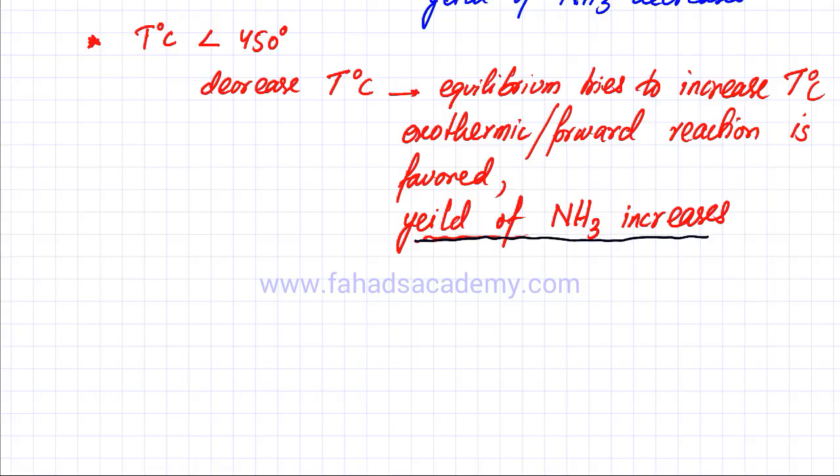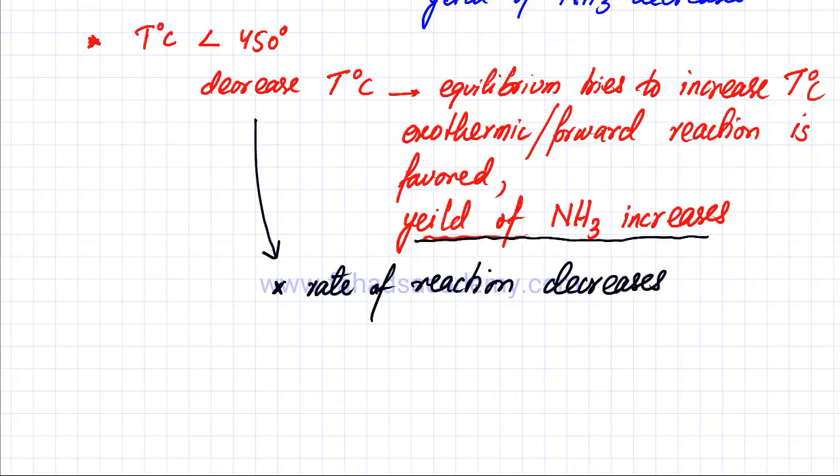We did one video lecture on the rate of reaction, on the confusion between equilibrium and the rate of reaction. Whenever we decrease temperature, the rate of the reaction is going to decrease. The reaction slows down. Although you're getting more output of NH3, it's going to take a longer time. Let's say initially you were getting 20% ammonia in 1 hour. Now you'll be getting 80% ammonia, but you'll be getting it after 7 days.